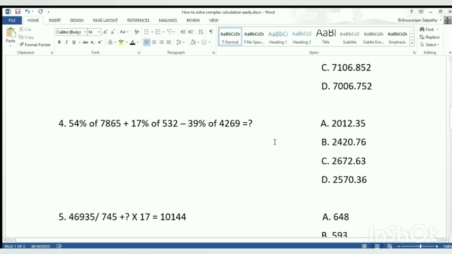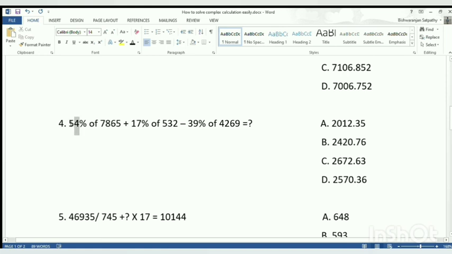Now let's move on to the fourth question. 54% of 7865 plus 17% of 532 minus 39% of 4269 is equal to how much? Now here there is no trick. You can easily say that there is no trick, and if we glance over the options also, there is no trick or something we can find out. So what we will do, we have just to apply the digit sum method. So let's do it.